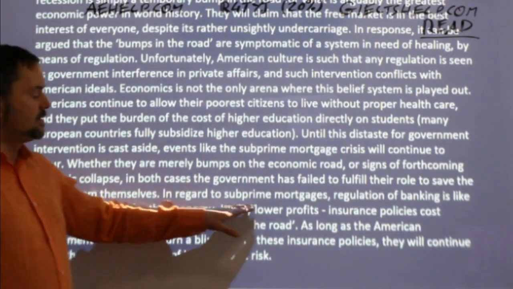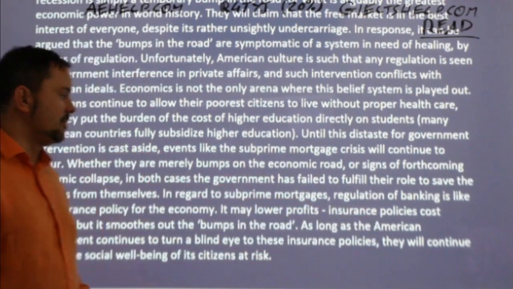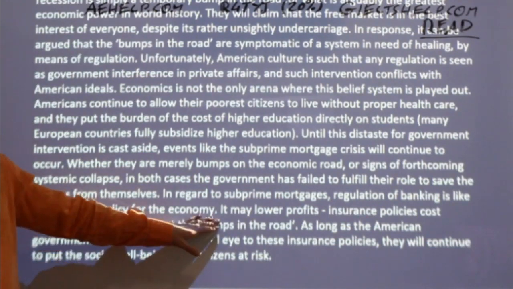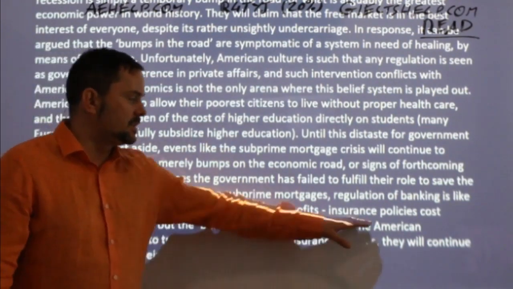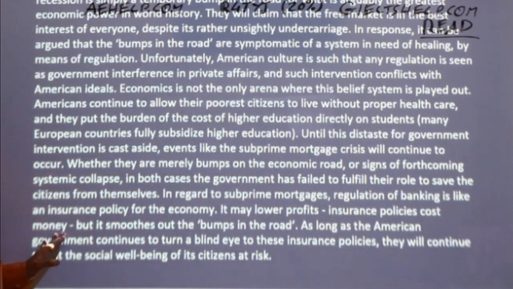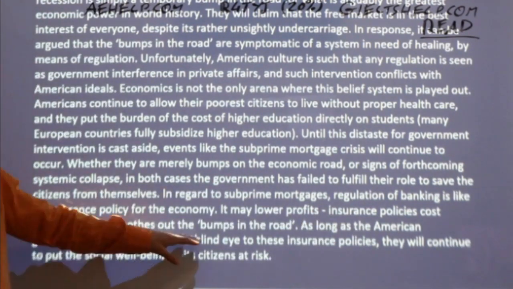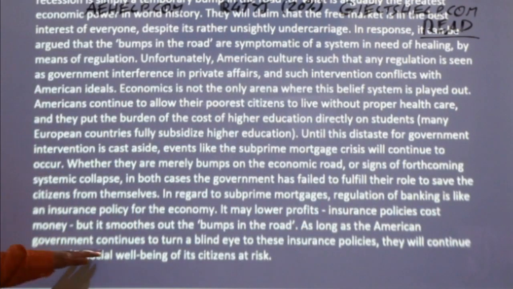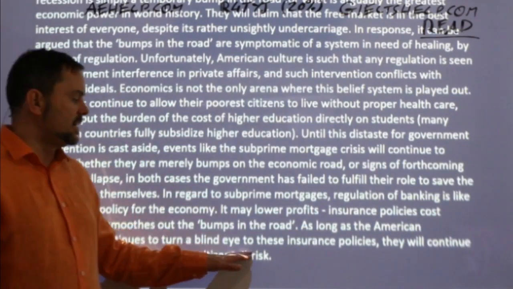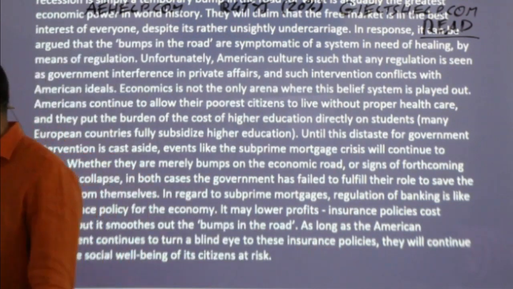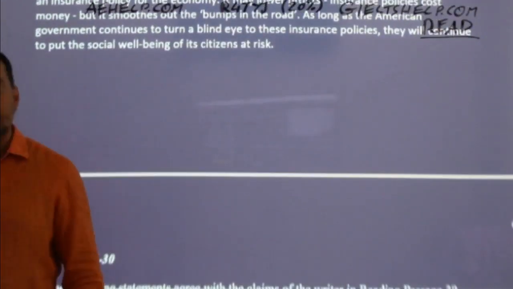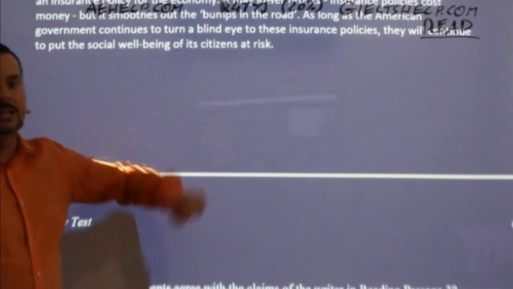In regard to subprime mortgages, regulation of banking is like an insurance policy for the economy. It may lower profits, insurance policies cost money, but it smooths out the bumps in the road. As long as the American government continues to turn a blind eye to these insurance policies, they will continue to put the social well-being of citizens at risk.